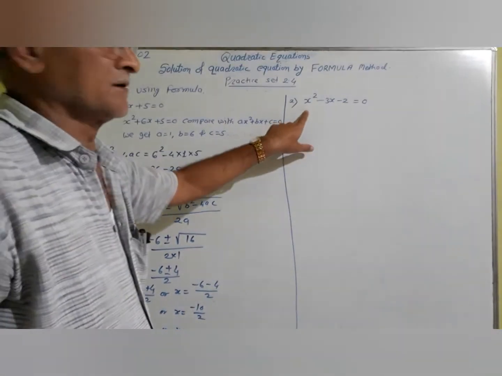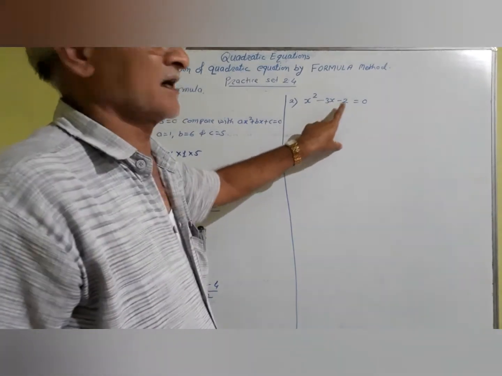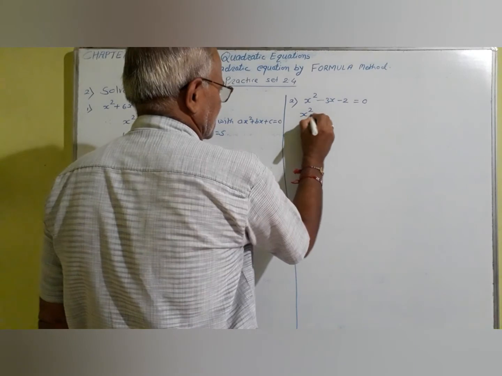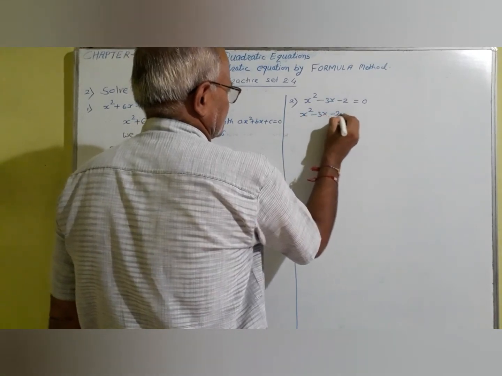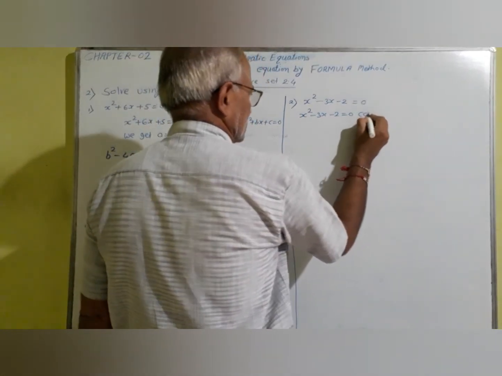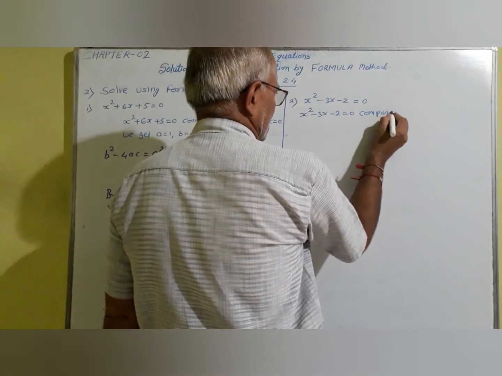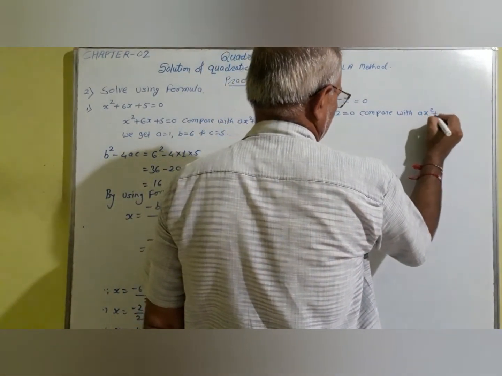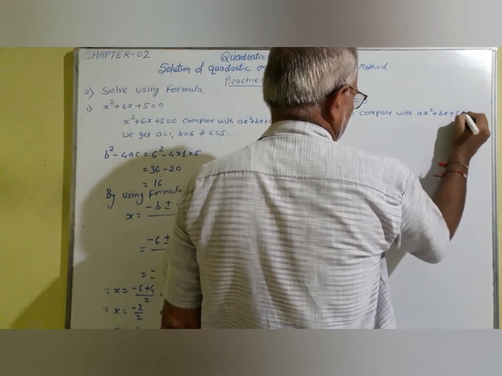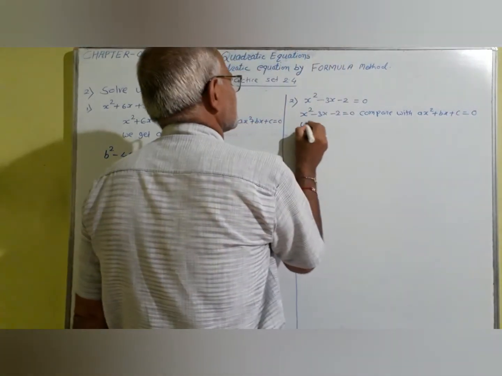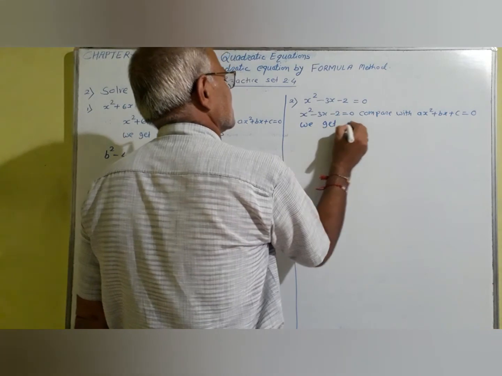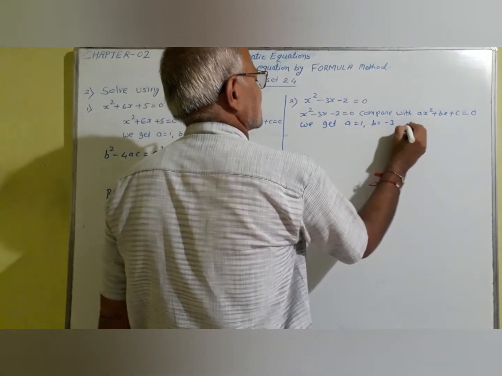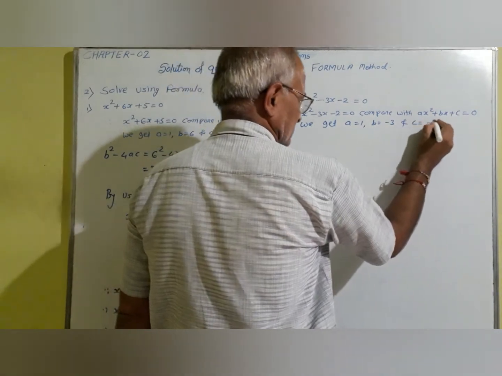Now the second example, x square minus 3x minus 2 is equal to 0. So first of all, we compare this given equation is equal to 0 with ax square plus bx plus c is equal to 0. We get a is equal to 1, b is equal to minus 3 and c is equal to minus 2.